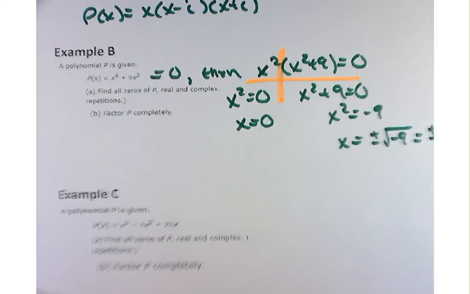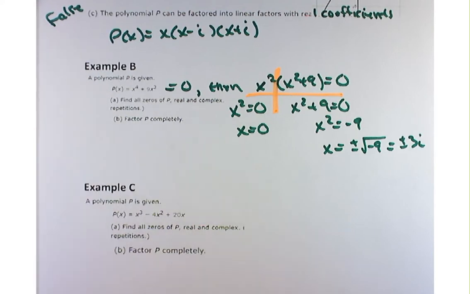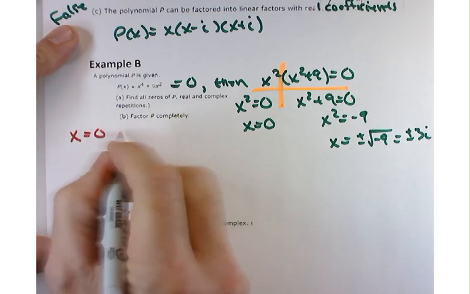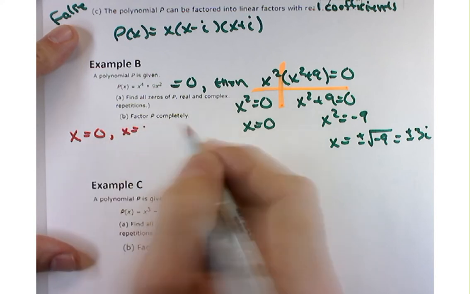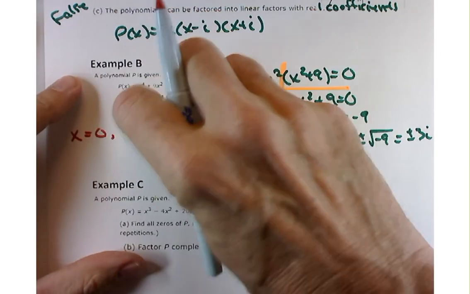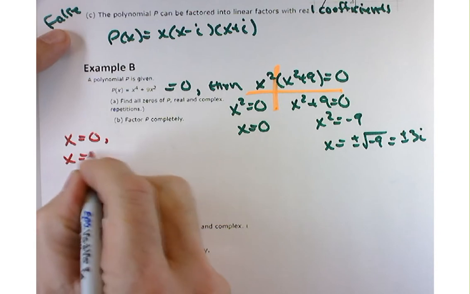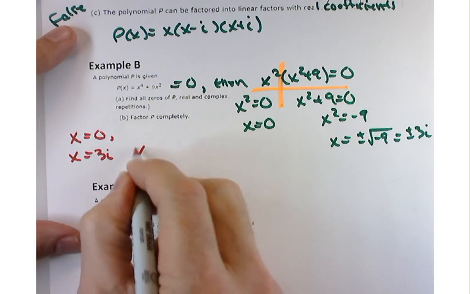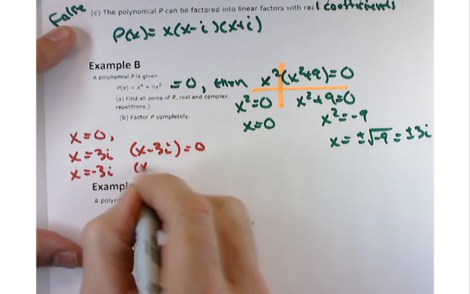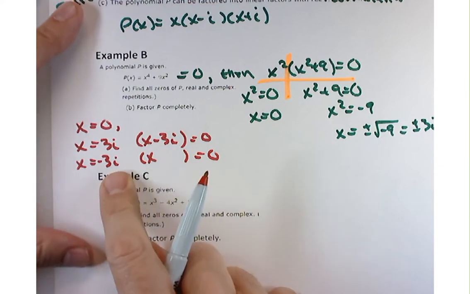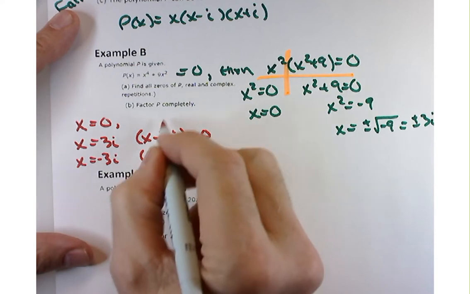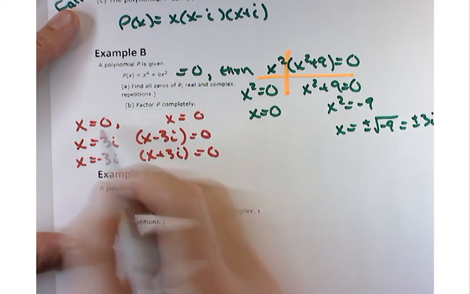It's time to write P completely factored. Let's see if I can't do that. So I've got a root at x equals 0, in fact, the double root. X equals 0. And then x equals 3i. As a factor, that corresponds to x minus 3i equals 0. What's the corresponding factor to negative 3i? X plus 3i. And this is already equaling 0, so we're good there.